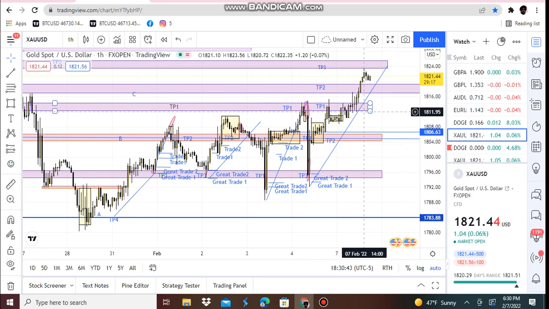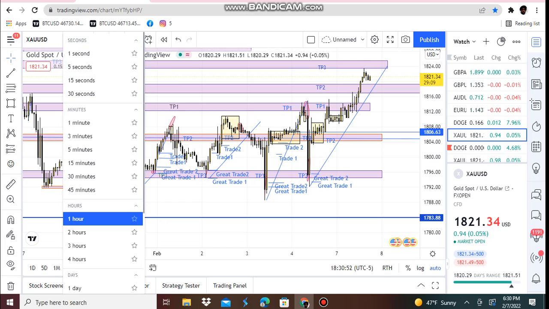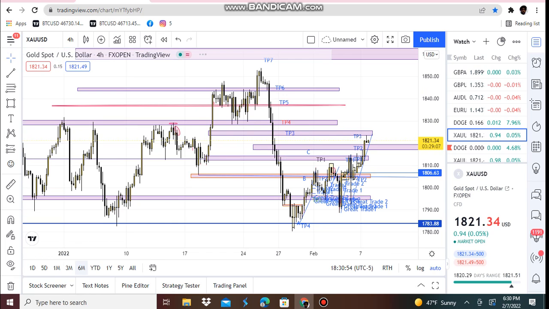We're in an uptrend, and price is still heading up. So let's go to the 4 hour as well to see the higher time frame. Boom. As you can see on the 4 hour, we were in an uptrend from take profit. Price went almost up to take profit 7 from 1853.